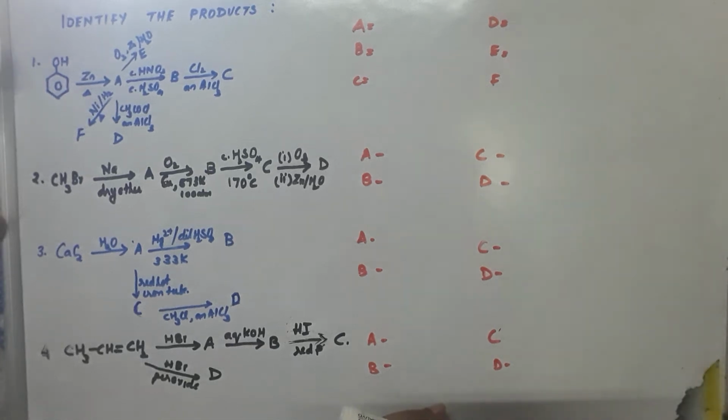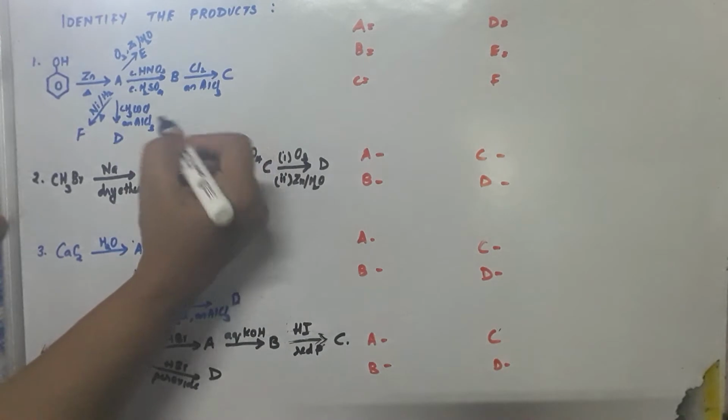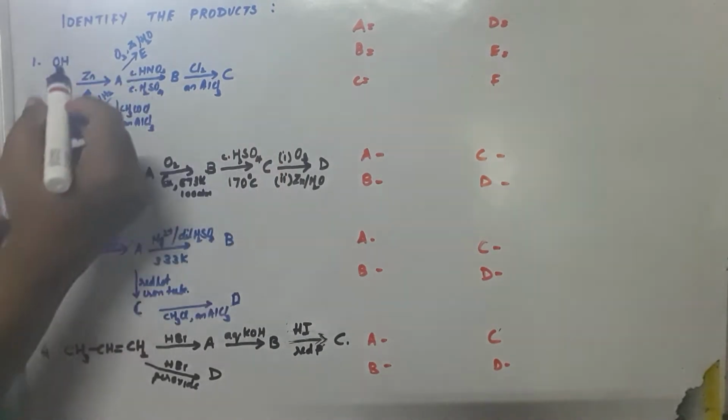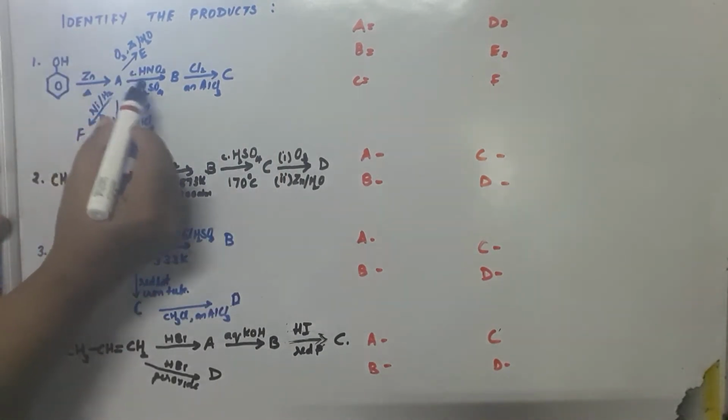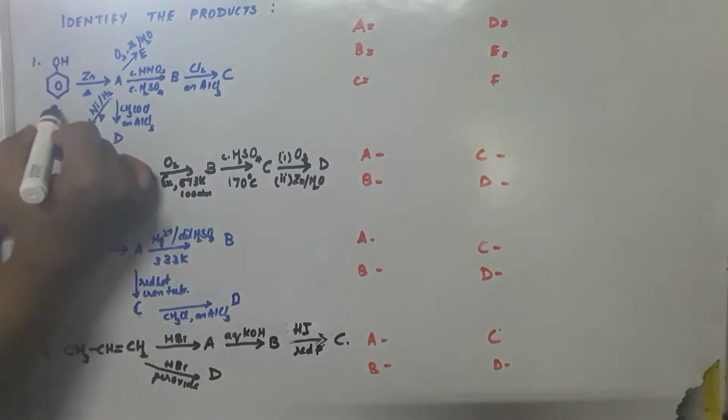Children, today we are going to learn about the reagents' action on different compounds. The trick is to find how the products are formed during these types of reactions. Looking at the reagent, we can find out the products. Now look at the first question.